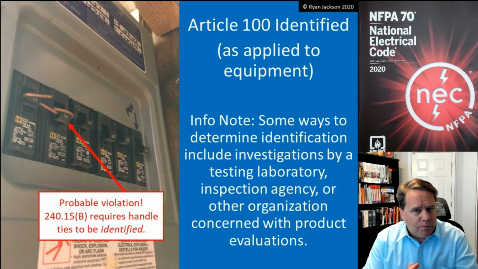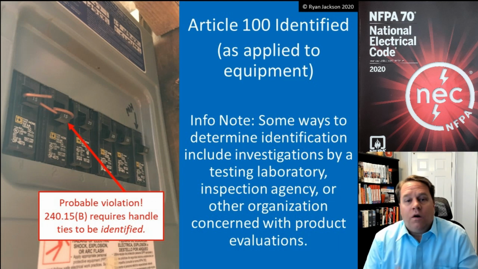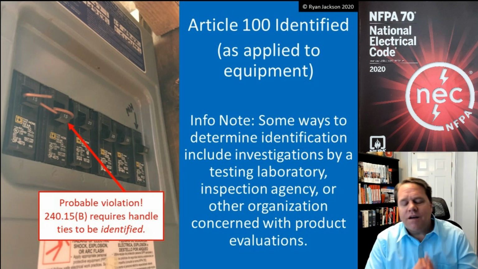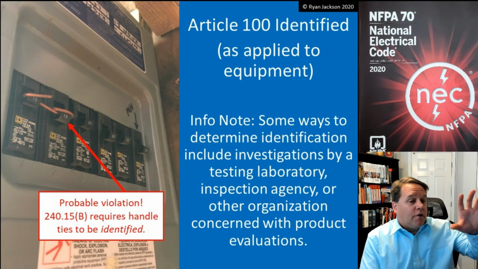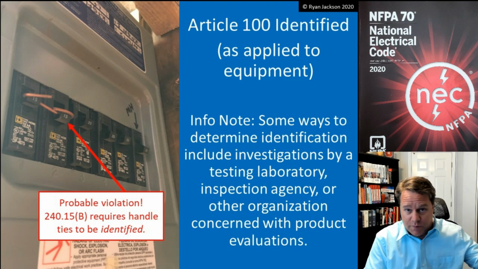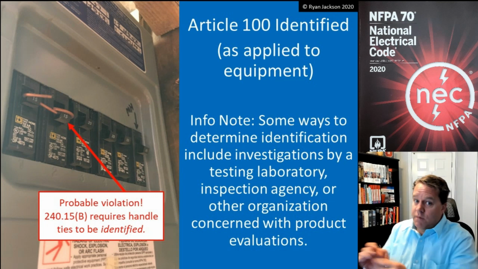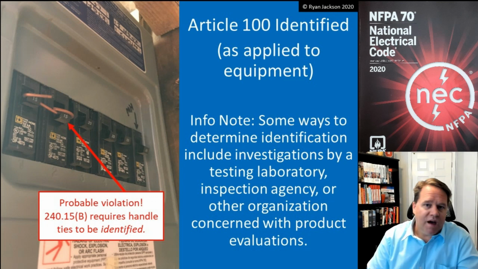There's an informational note that says some ways to determine identification include investigations by a testing laboratory or an inspection agency or by other organization concerned with product evaluations. I think at the end of the day, what they're really trying to say here with identified is you have approved in Article 100. Approved is whatever the inspector will accept. Listed, well, we know what listed means. That means it went through the test and everything else. I think somewhere in the middle we have identified.